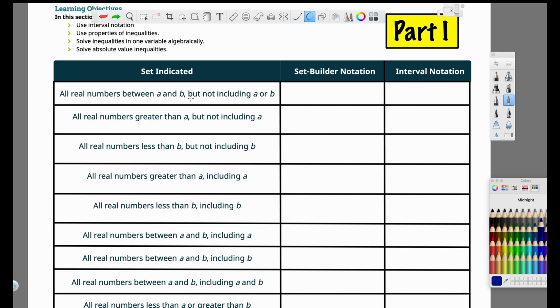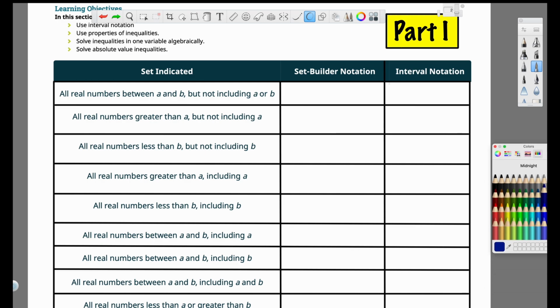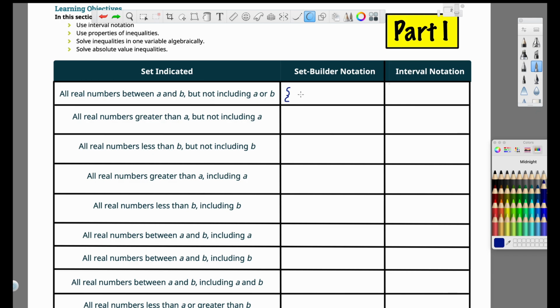And so what we're going to do is translate this sentence on the left, and I'm going to show you set builder notation and interval notation as another way to express our solutions. Okay, so first off, we've got all real numbers between a and b, but not including a or b. So we're going to use set builder notation, it's going to use brackets, and we're going to say for all real numbers x here.